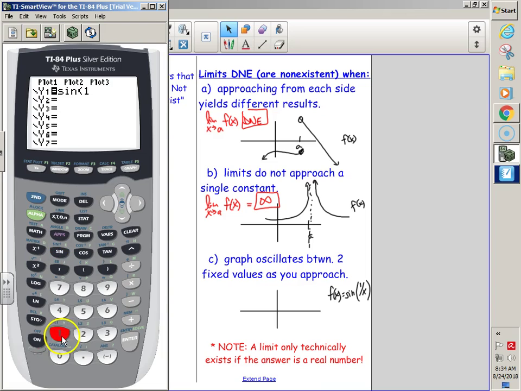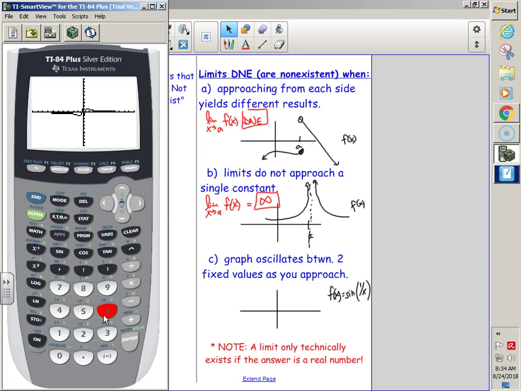What does the graph do as x from the east and from the west get closer and closer to 0? I'm starting in zoom standard just because you guys can start in a different zoom. It keeps sliding. It's weird. Doesn't look that weird from this view, right?